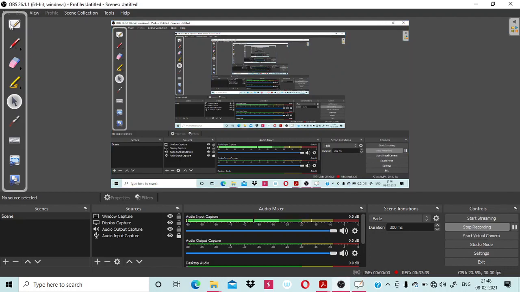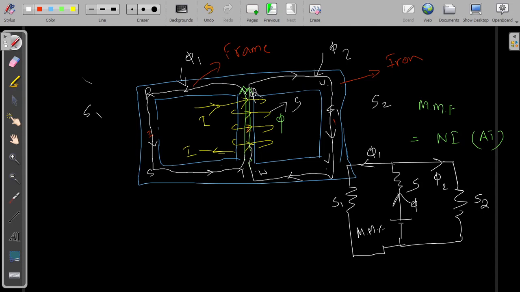Some of you might have some doubts in your mind, like, sir, this whole structure is made up of iron. So how will the two parts offer two magnitudes of reluctances S1 and S2, and here S? How is it possible? I will explain.